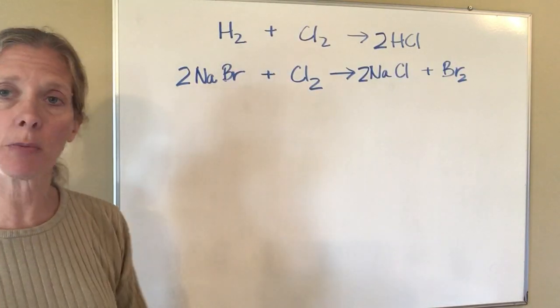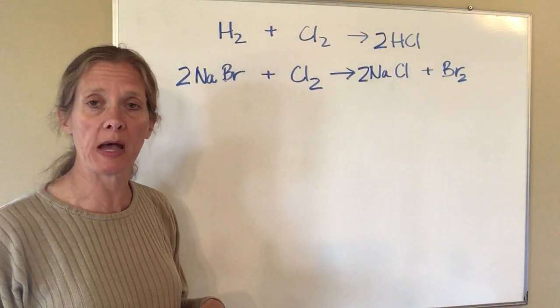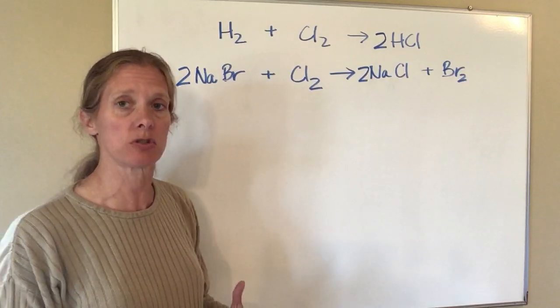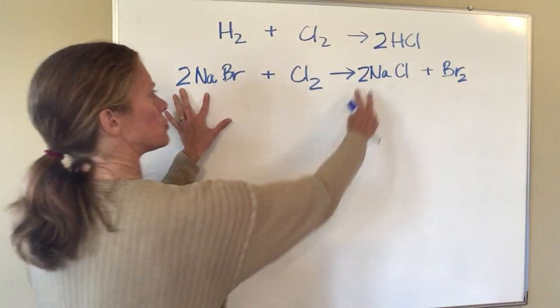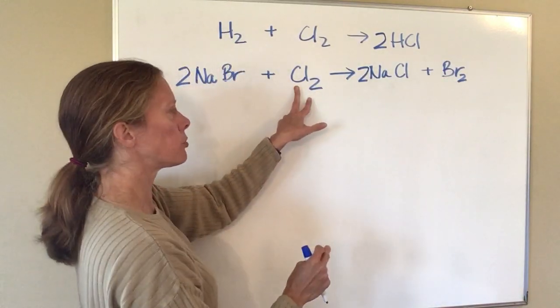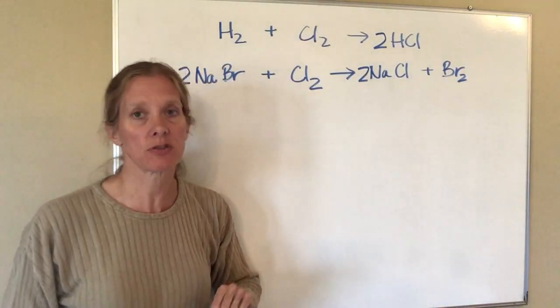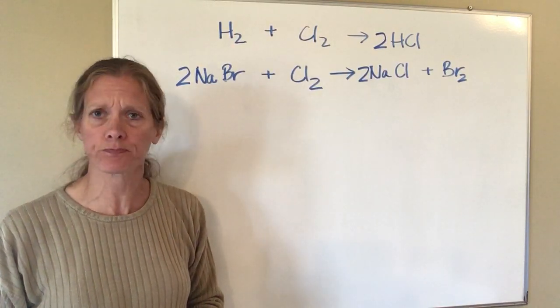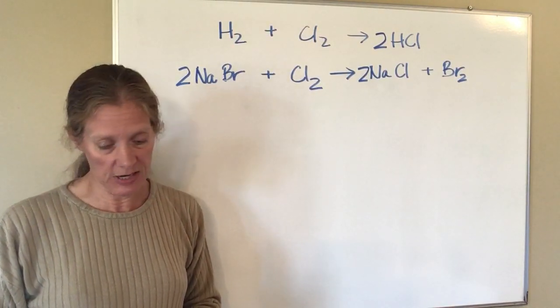You should always go back and make sure, once you think you have it balanced, go back and check it again, just to be absolutely positive. So 2 sodiums, I have 2 bromines here, 2 here, 2 chlorines here, and 2 on this side. So this equation is now balanced. Okay, let's look at the next one as an example.